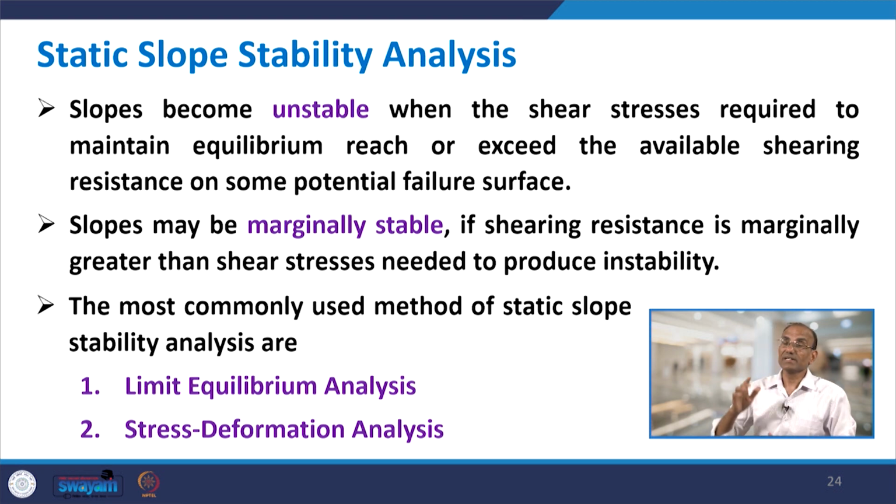So, what we do inside the slope, you select a potential failure surface, and along that potential failure surface, if shear stresses exceed the shear strength, in that case the slope stability issue may come. Slopes could be marginally stable, that means they are only just stable, their factor of safety against instability is not large. If shearing resistance is marginally greater than the shear stresses needed to produce instability, the most commonly used methods of static slope stability analysis are limit equilibrium analysis and stress deformation analysis.